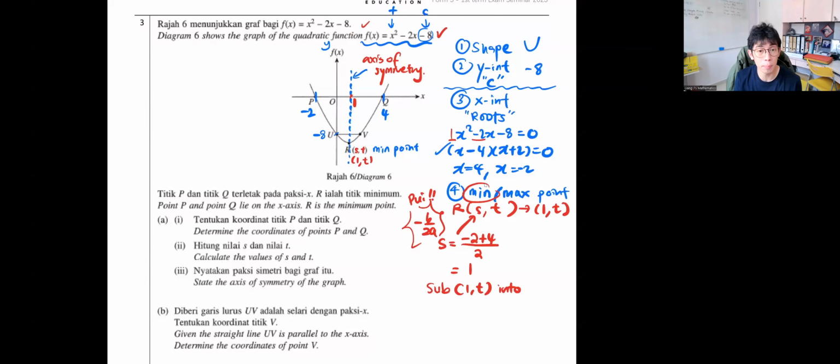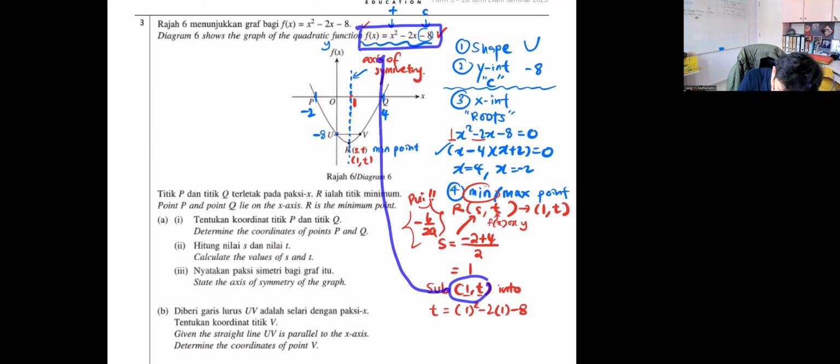You don't sub into something where students say, teacher, I thought in some cases when we do roots, we have to make it positive. Just use the original one. So your f(x) is actually y. So t equals 1 squared minus 2 times 1 minus 8. I repeat, just in case students want to ask. This is the function that I use to sub the 1t into.